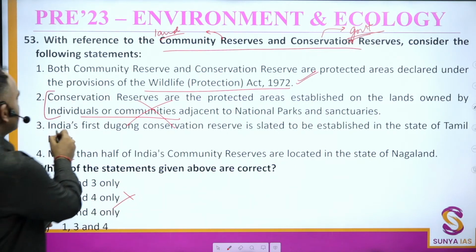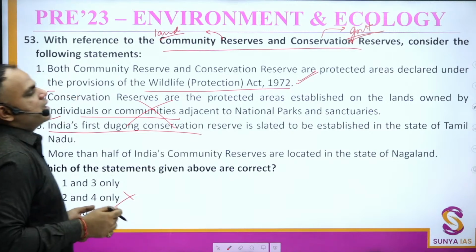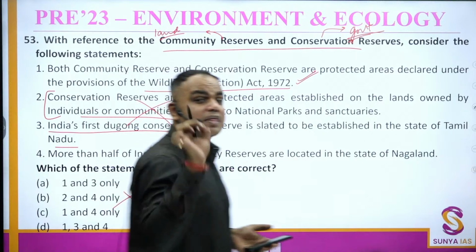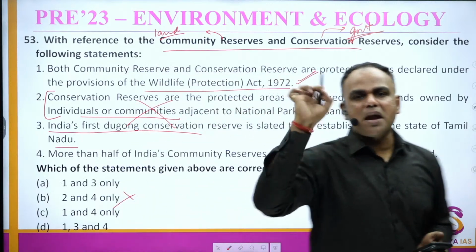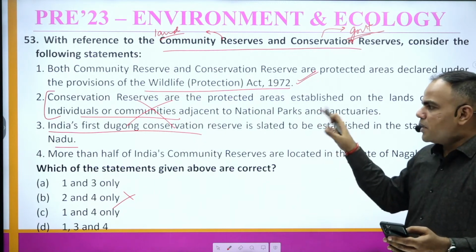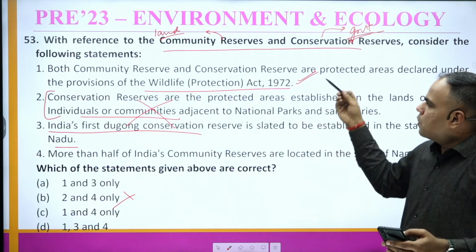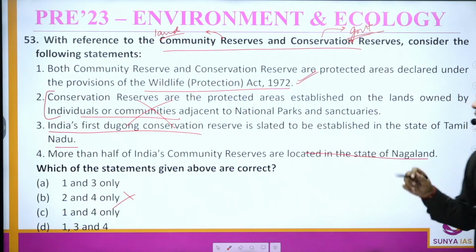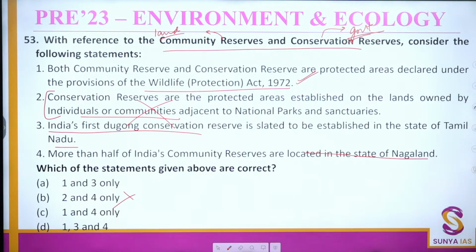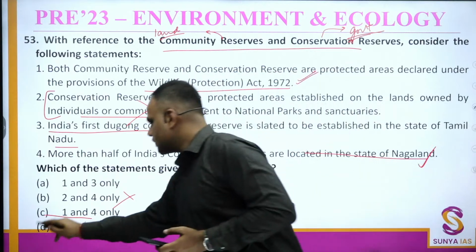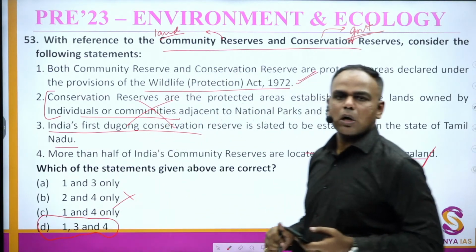Now, India's first dugong conservation reserve is stated to be established in Tamil Nadu. Absolutely correct. And that is going to be established in the Gulf of Mannar. So 1 is correct, 3 is correct, and then more than half of the community reserves are located basically in Nagaland. So even this part is true. The answer is 1, 3 and 4. Alright.